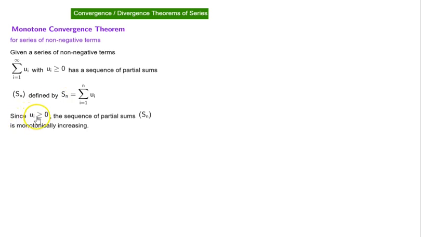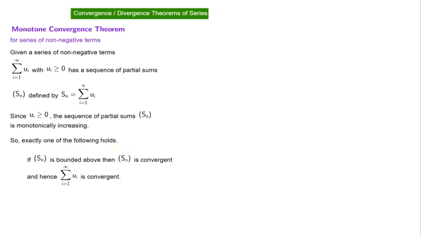u sub i greater than or equal to 0, it has a sequence of partial sums. So the sequence of partial sums for n terms is defined by S sub n is equal to summation i equal to 1 to n of u sub i. Now, since u sub i is greater than or equal to 0, the sequence of partial sums is monotonically increasing. Which means exactly one of the following holds.